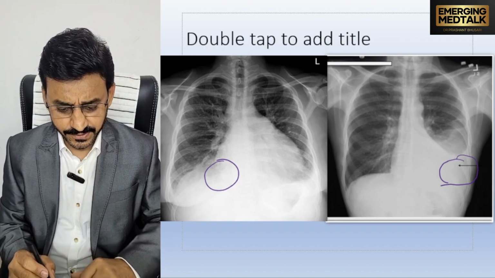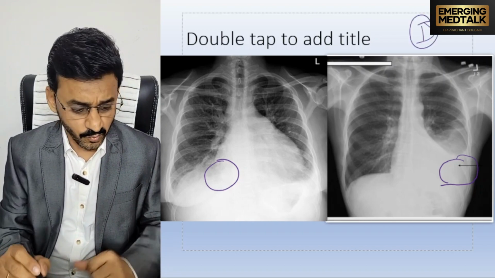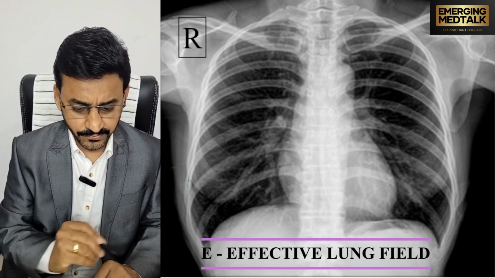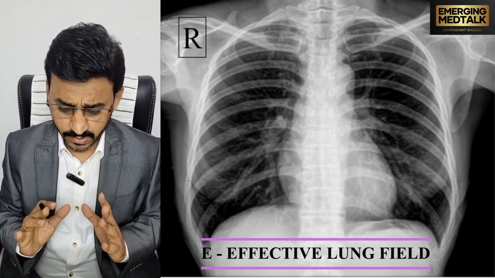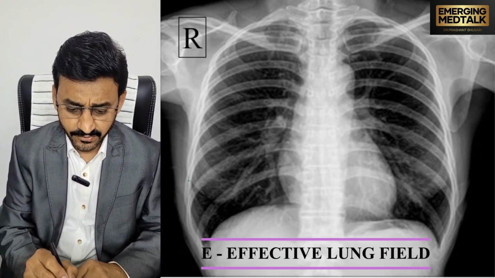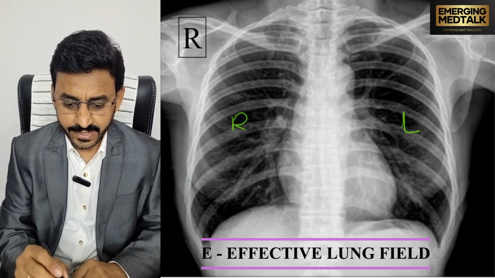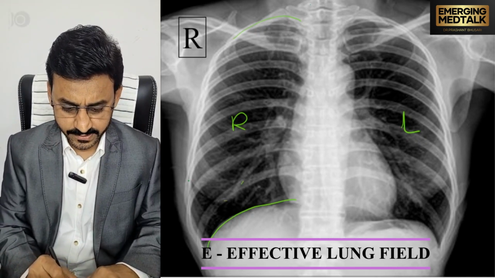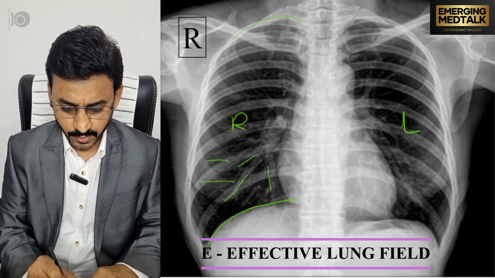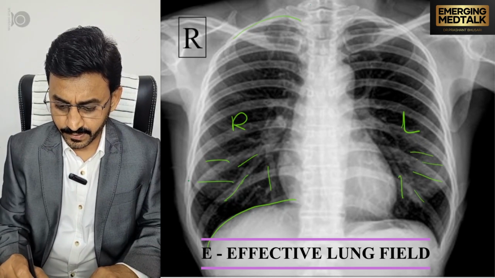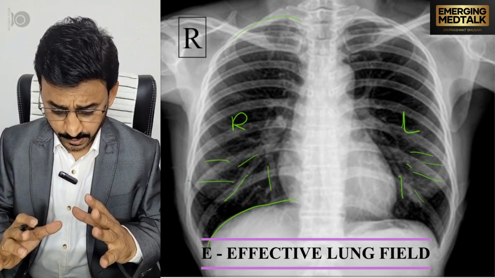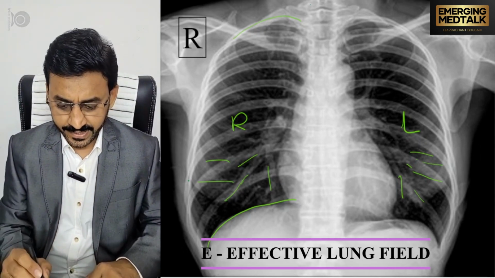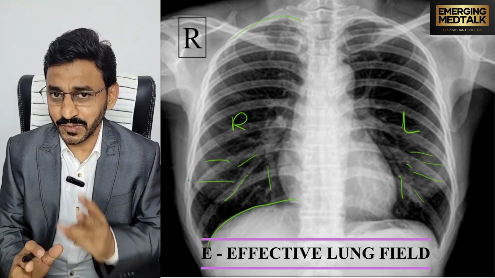Then after this, the diaphragm, we will see the effective lung field, the lung parenchyma. These are the right lung and the left lung, and here is the apex and here is the base of the lungs. We can normally see some tubular, reticular, radiopaque shadows on each side. These are normally present due to the bronchovascular markings.